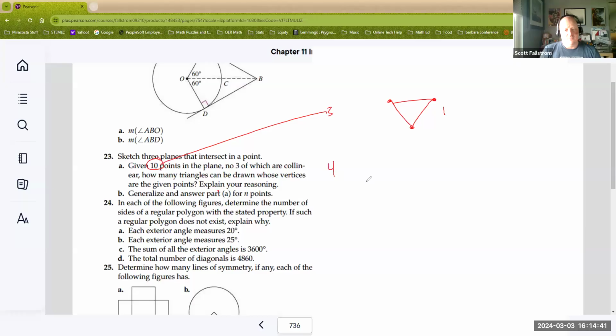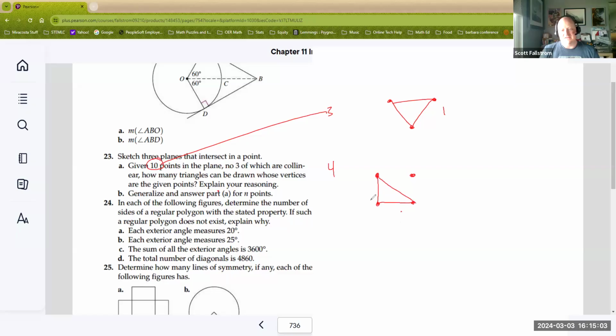Okay, so now I'm going to do 4 points in the plane. Again, no 3 of them collinear. I can't put another one here because that would be in a straight line, so that's a violation. So I'll just put 4 of them. Kind of looks like a square, but that's fine. How many triangles can be drawn whose vertices are the given points? So I could say, here's a triangle. There's one triangle right there.